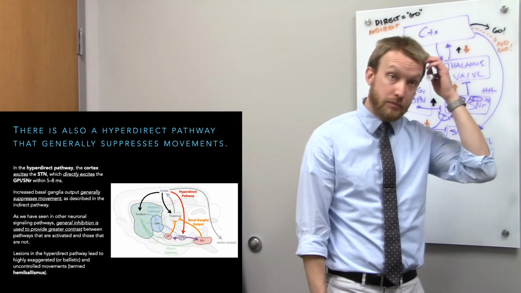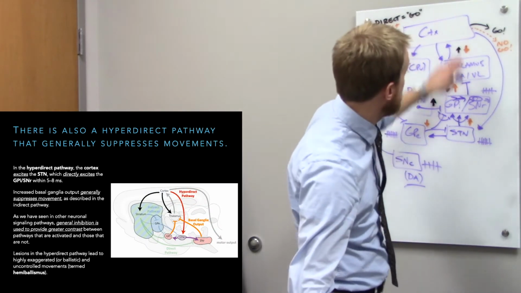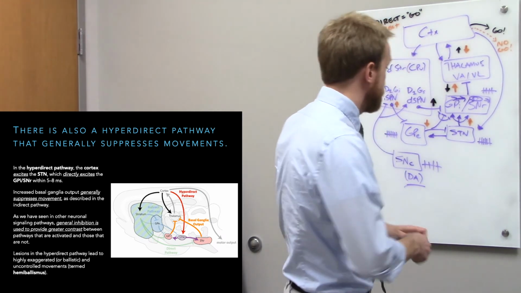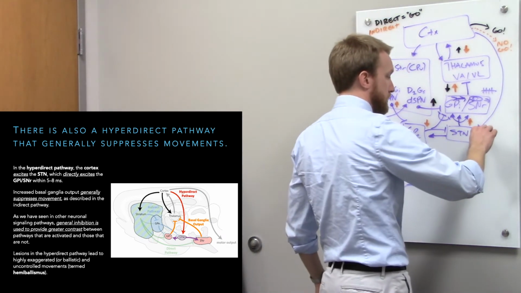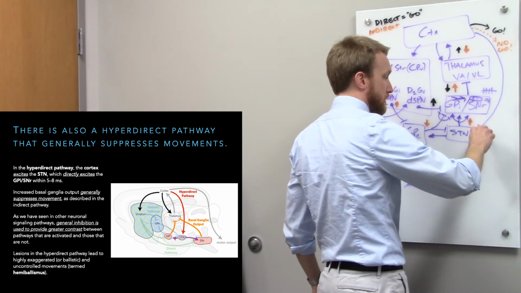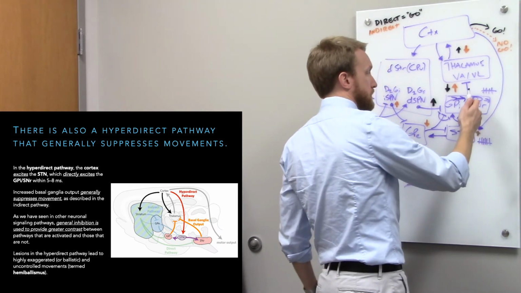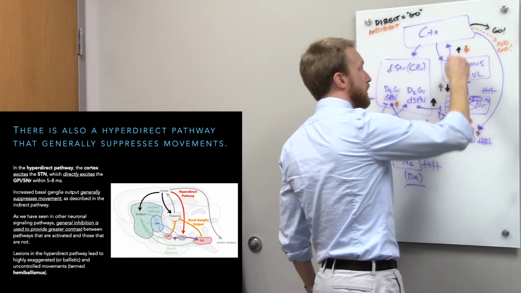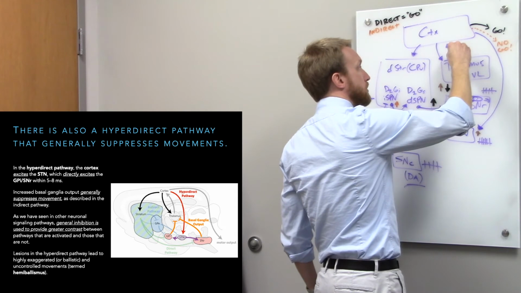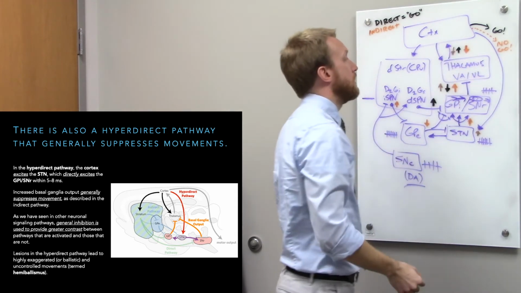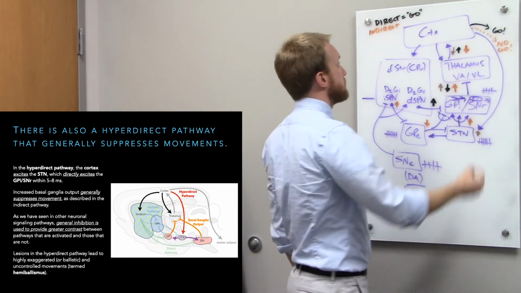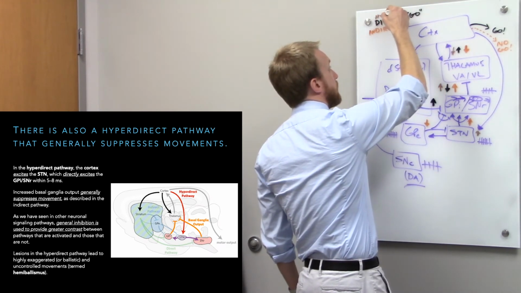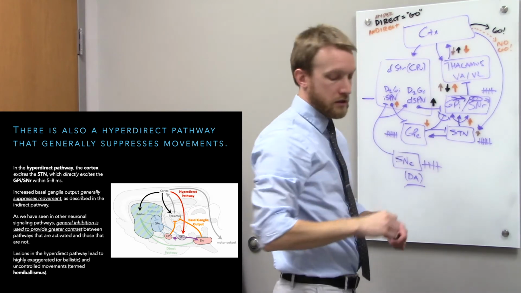And there's also a hyperdirect pathway. It's going to run from the cortex to the STN. What the hyperdirect pathway does is stimulate the STN. That, of course, then stimulates the output nuclei. Now it's hyperdirect, so I'm going to put it in front of the direct. That leads to inhibition of the thalamus. So, hyperdirect is going to come before direct.